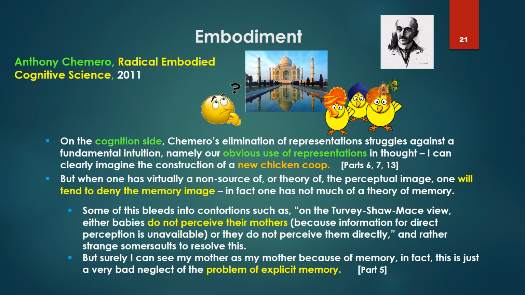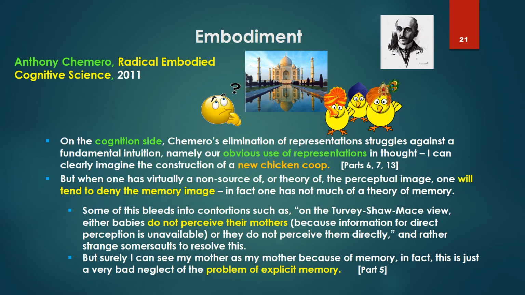Some of this bleeds into contortion, such as on the Turvey-Shaw-Mace view. These are Turvey and Shaw and Mace, three key Gibsonian ecological exponents. Either babies do not perceive their mothers, or let's say do not perceive their mothers as mothers, because information for direct perception is unavailable.